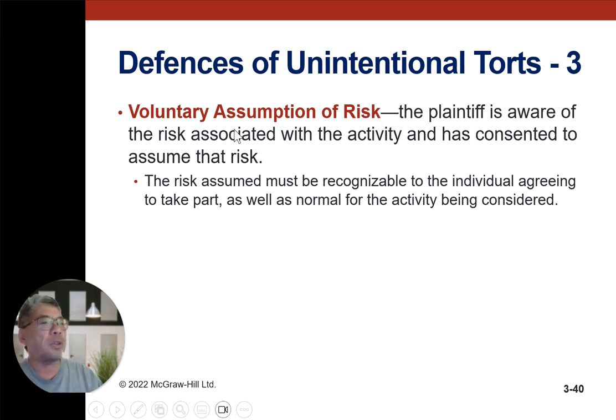Okay, the plaintiff is aware of the risk associated with the activity and has consented to assume the risk. The risk assumed must be visible when you agree to take part, as well as the normal activity being considered. For example, if you take motorcycle lessons, then you are required to sign a voluntary assumption of risk paper, where you are assumed to be aware of the risk associated with riding a motorcycle.